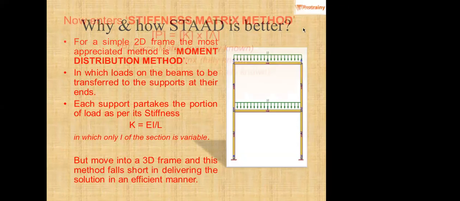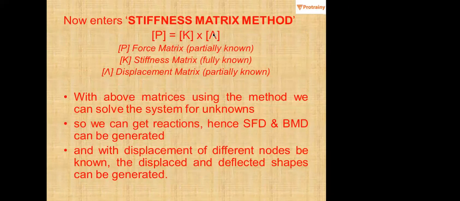Now enters the stiffness matrix method. This is the finite element method, one of the types of element method. So what do we have? Force matrix P is equal to stiffness matrix K into displacement matrix delta. In this case, the force matrix is partially known. Why is it partially known? Because you are applying occupancy load. You are going to get the values for occupancy load from the code. Let's say you are designing a theater hall and you get your occupancy load values from a code.